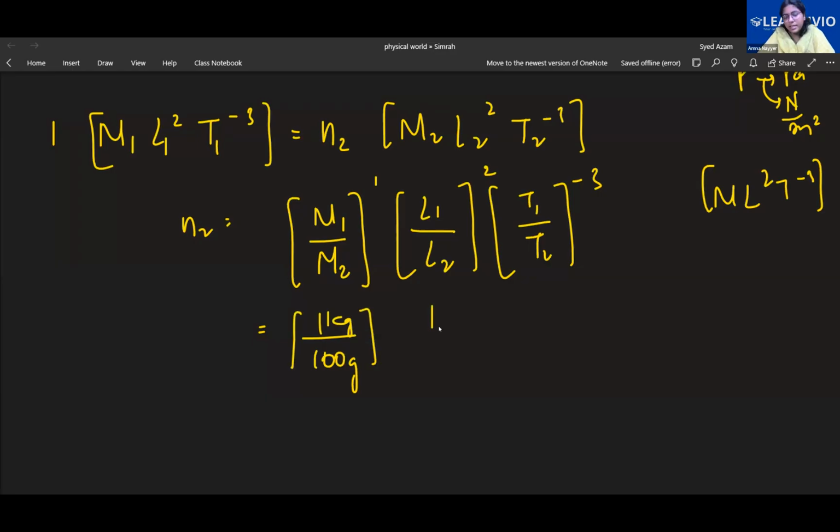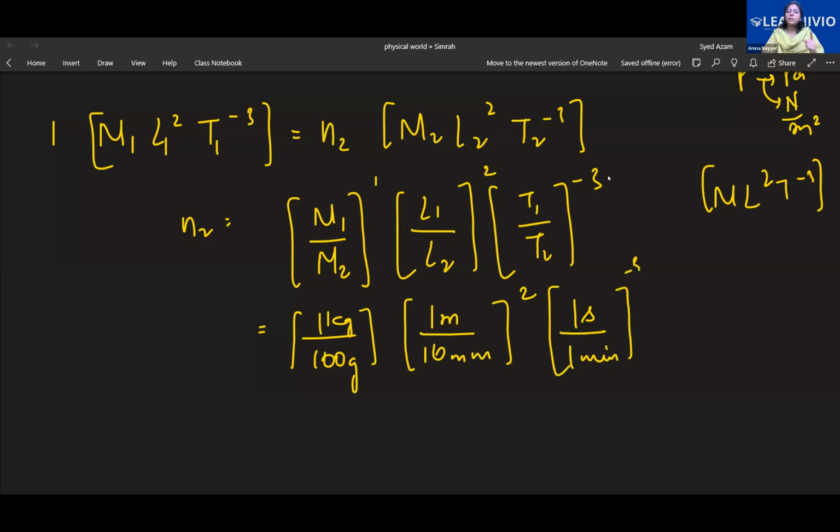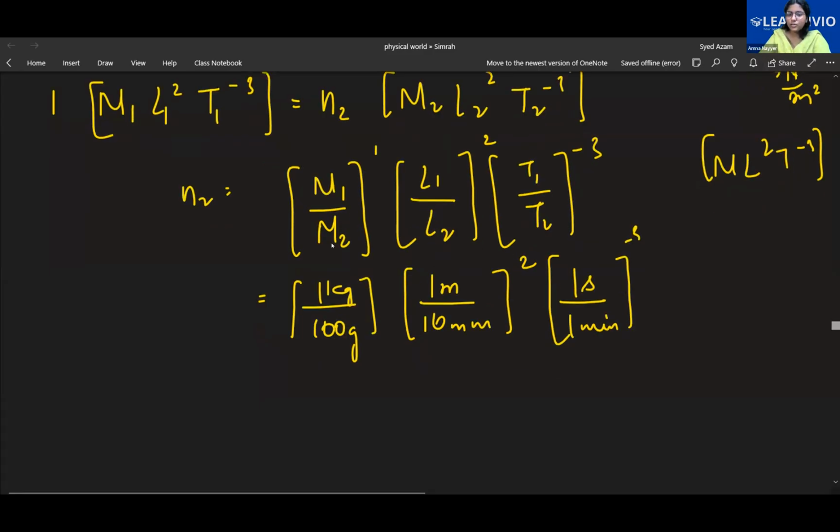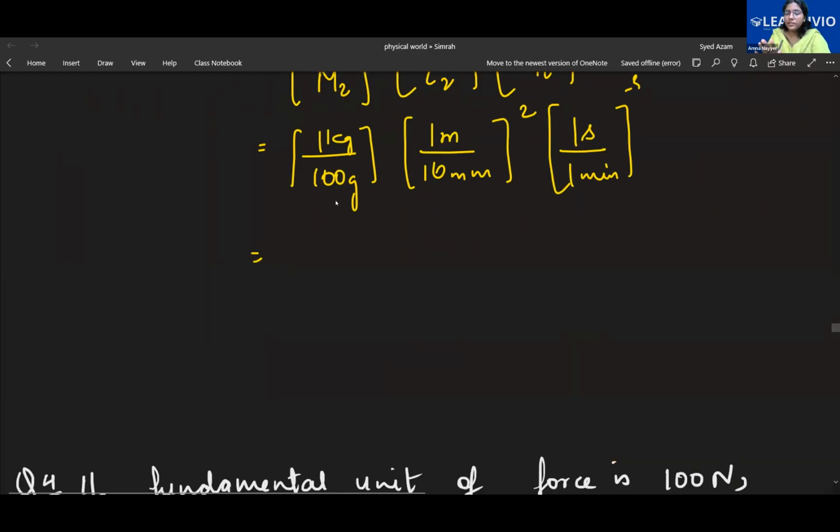This is 1 meter and it's given 10 millimeters whole square. T1 is seconds and this is given as 1 minute to the power minus 3. Now, if you have revised the previous concepts, what did we do after this? We convert the SI units into the common one, so that they can be cancelled in the denominator. We'll do the same here. It's just that the values will be different because 100 is there, so it will be something larger or smaller.